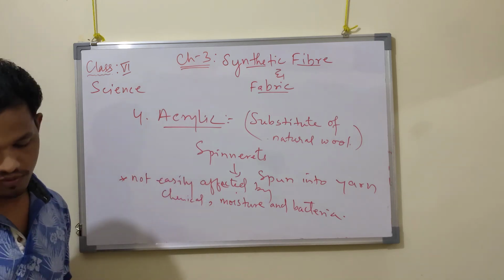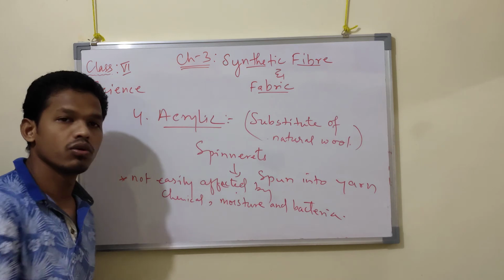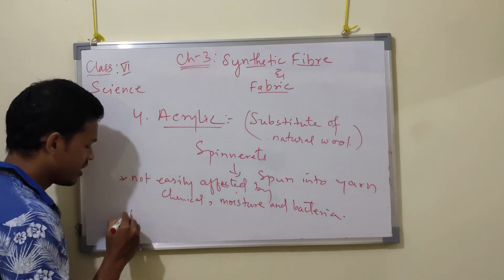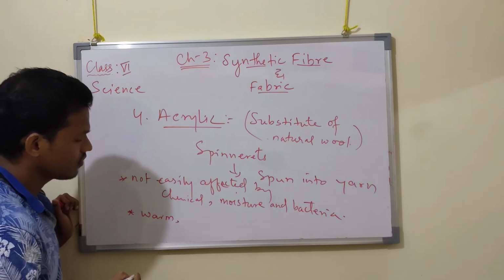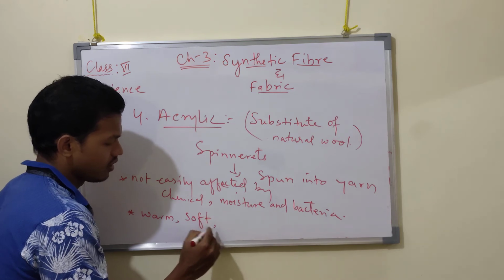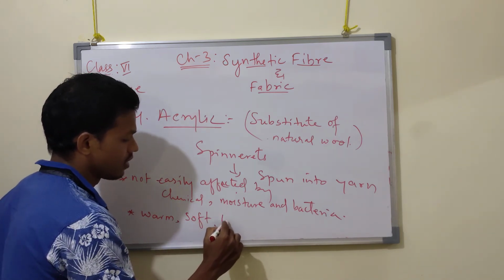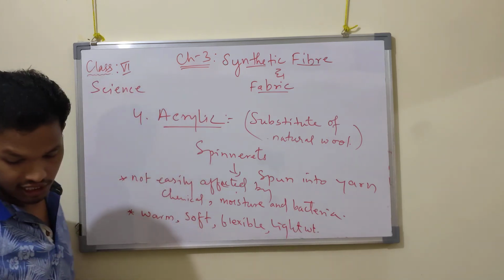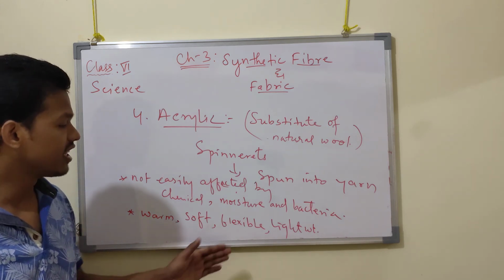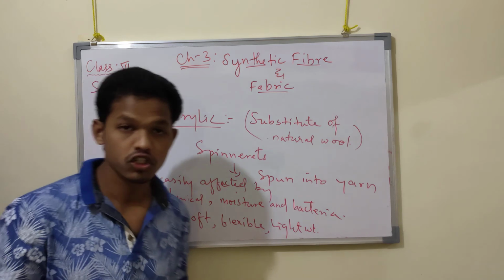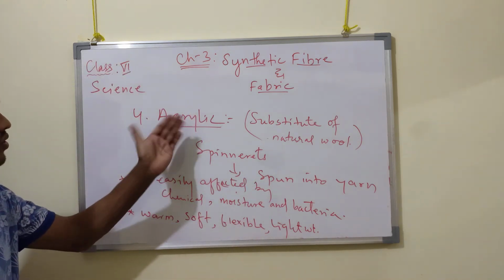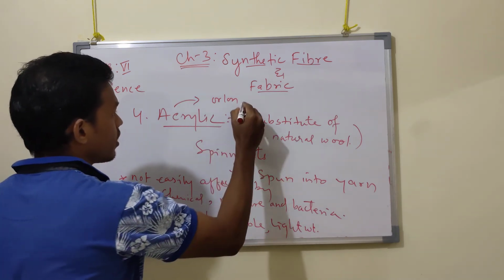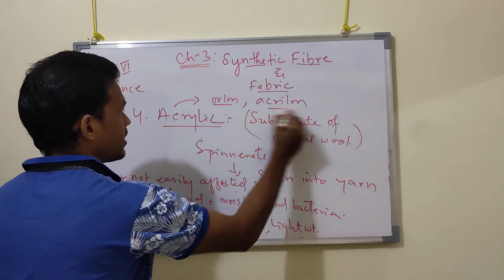Therefore, it is very advantageous to use this synthetic fiber, which we can call artificial wool. Also acrylic fibers are very warm, soft, lightweight and very flexible. They are also easily knitted to make sweaters, shawls and what? Socks. This acrylic is also called Orlon or Acrilan.